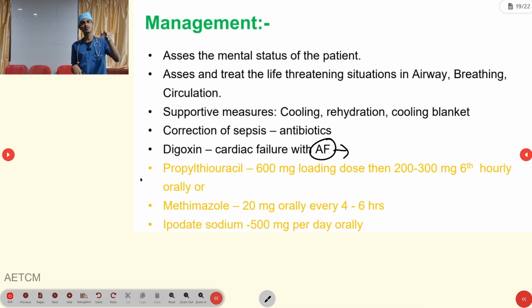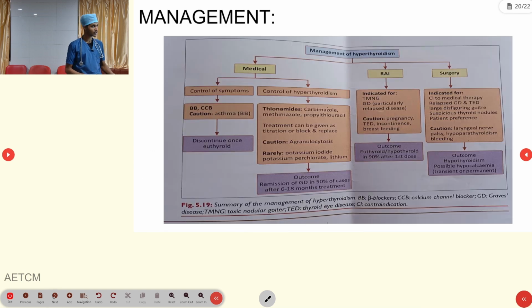Two things. First one, you have to suppress the thyroid secretion. Second thing, you have to manage the circulating thyroid hormone. To suppress, we have anti-thyroid drugs, that is propylthiouracil. To control the circulating thyroid hormone we give beta blockers. If beta blockers are contraindicated, we go with calcium channel blockers. For propylthiouracil, we give a 600 mg loading dose, and then every 6 hours we administer 200 to 300 mg. So this is the core medical management.